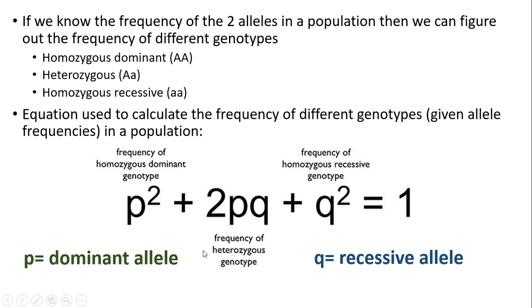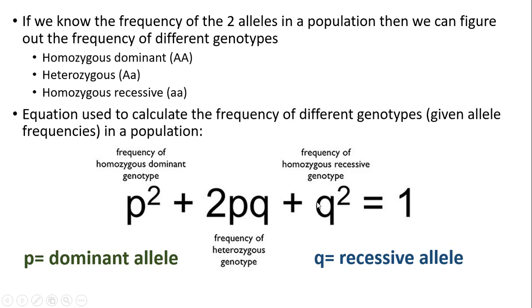And then to figure out the frequency of heterozygous individuals, remember if you're heterozygous, you have one of each allele. You have one dominant, one recessive allele, but you're expressing that dominant trait. So you have a P and a Q. However, there are 2 different ways that you could be heterozygous, meaning your mom either could have given you the dominant allele and then your dad the recessive, or your dad could have given you the dominant allele and your mother the recessive. So there's 2 different ways to be heterozygous. So we add plus 2pq.